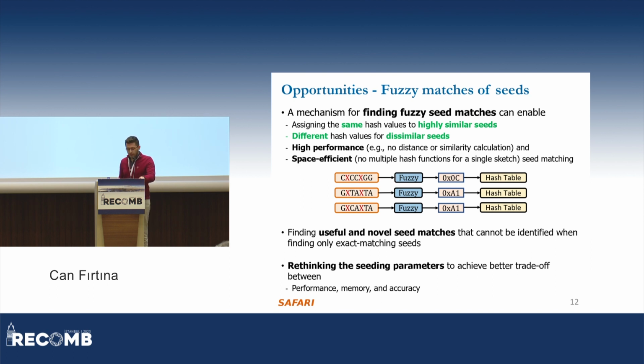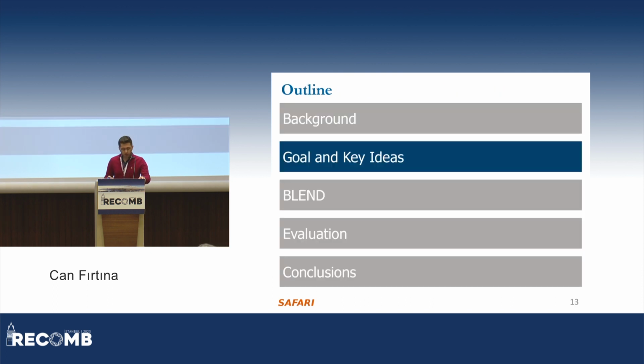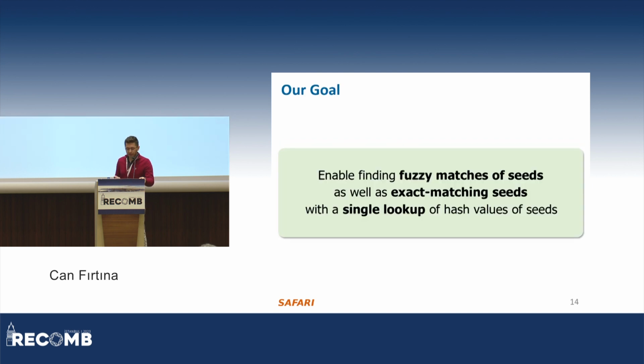Basically, fuzzy seed matches can enable finding useful and novel seed matches that cannot be identified when finding only exact matching seeds. It also enables us to rethink the seeding parameters to achieve a better trade-off between performance, memory, and accuracy. So let me quickly go over our goal and key ideas in this work.